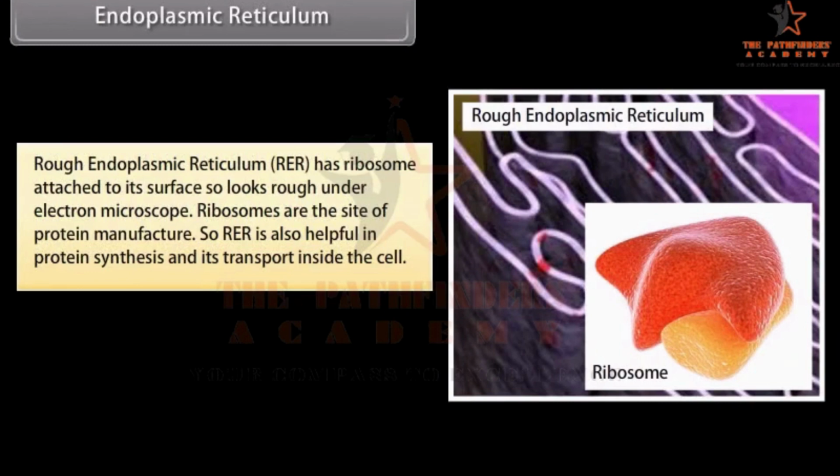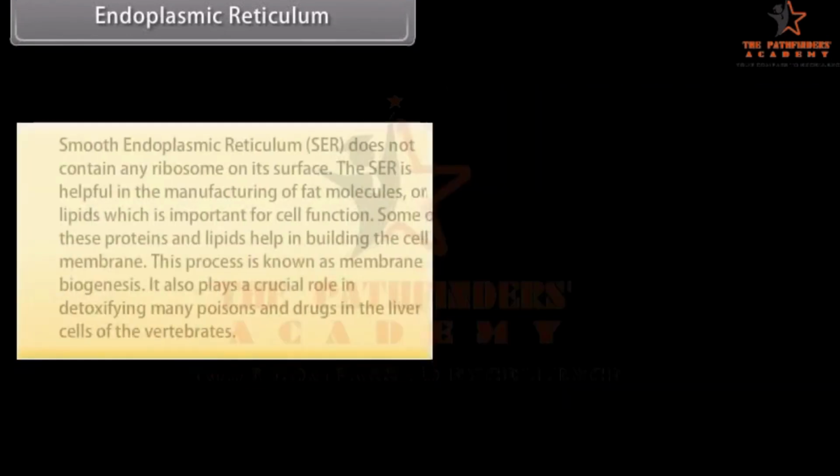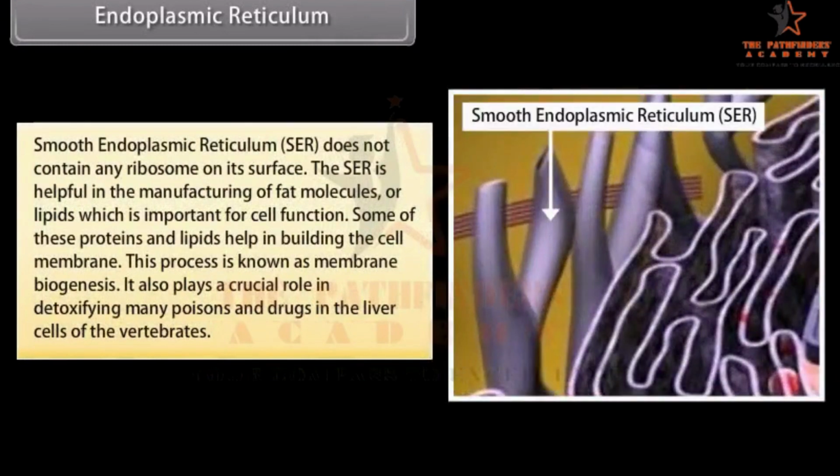Ribosomes are the site of protein manufacture, so RER is also helpful in protein synthesis and its transport inside the cell. Smooth endoplasmic reticulum, SER, does not contain any ribosomes on its surface. The SER is helpful in the manufacturing of fat molecules or lipids, which is important for cell function. Some of these proteins and lipids help in building the cell membrane. This process is known as membrane biogenesis. It also plays a crucial role in detoxifying many poisons and drugs in the liver cells of vertebrates.